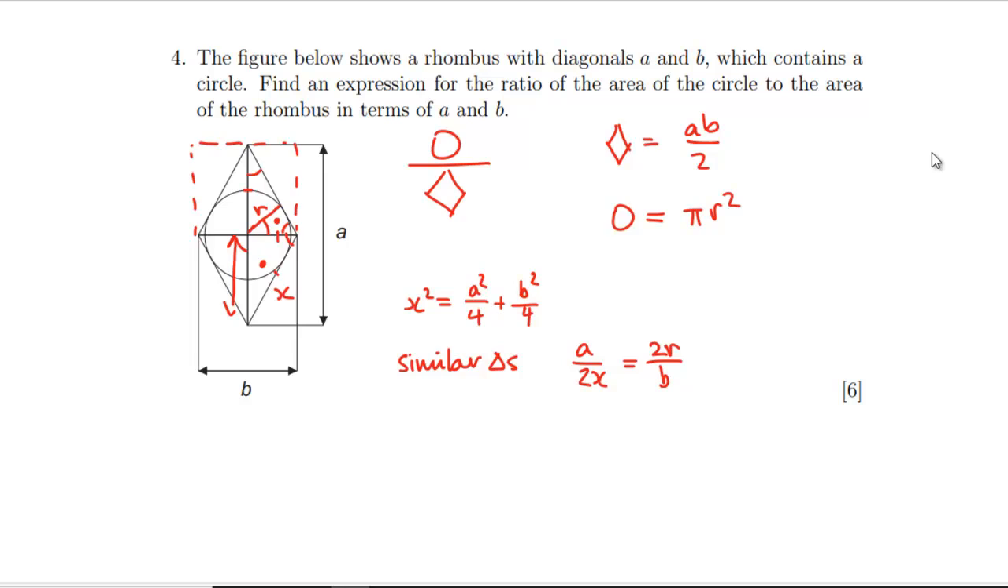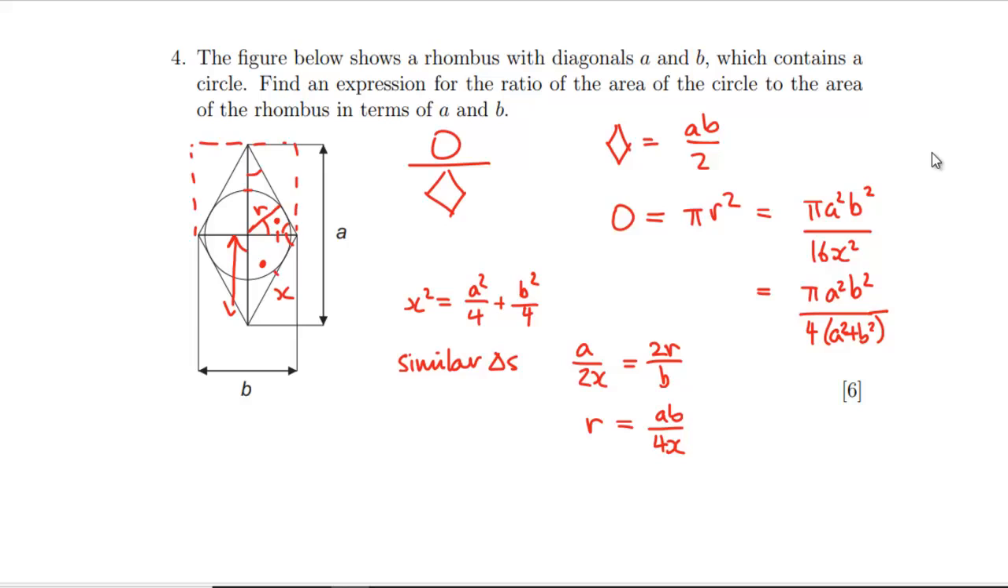Right, so now we can get rid of r's. So we've got r is a times b over 4x. Right, so that now means we can stick this into here and say that we've got pi a squared b squared over 16x squared. X squared, oh, we know is all of this. So that is going to be equal to pi a squared b squared over, well, those 4s are going to take a 4 out of 16. So 4 times a squared plus b squared.